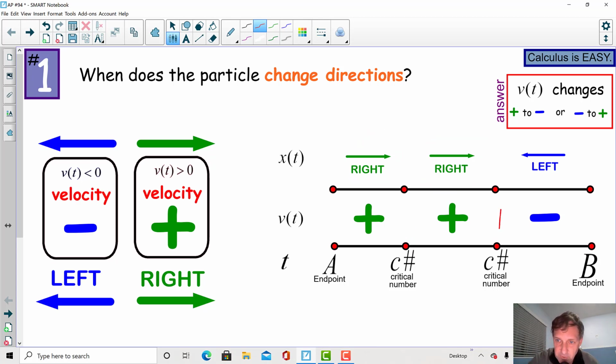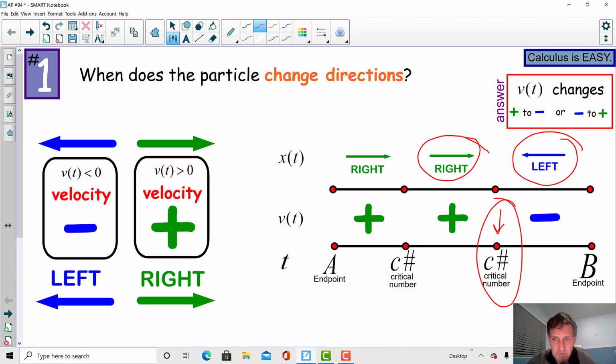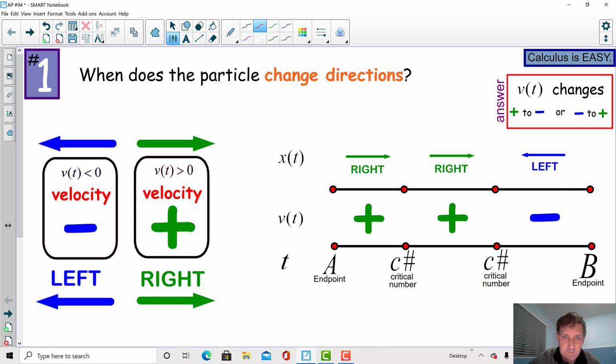At the second critical number, we do change directions because we're going right. And then at that moment in time, we change and now we're going left. So to answer this question for number 1, when does the particle change directions? It would be at this critical number right here. And again, this is all theoretical right now. We don't have the actual time for that spot, and we don't actually even know the velocity function or the position function. So this is more of a conceptual example. We're going to go through these and just look at a bunch more that are similar to this.